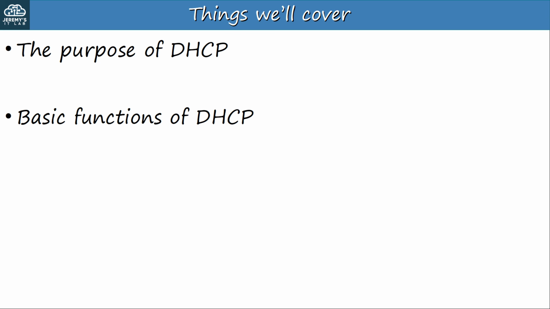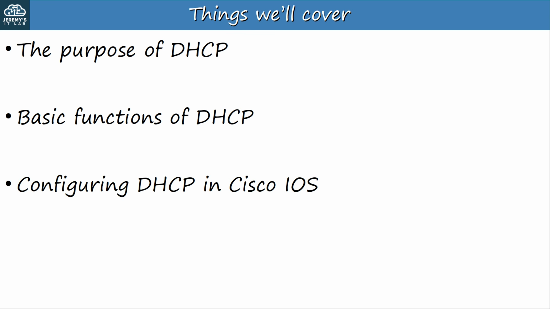Here's what we'll cover in this video. First, I'll outline the basic purpose of DHCP and why we use it. Then I'll introduce the basic functions of DHCP, specifically the 4-message exchange that clients use to get an IP address from a DHCP server. Then I'll show you how to configure DHCP in Cisco IOS. A Cisco router can be a DHCP server, a DHCP client, or something called a DHCP Relay agent. I'll show you how to configure all of those.